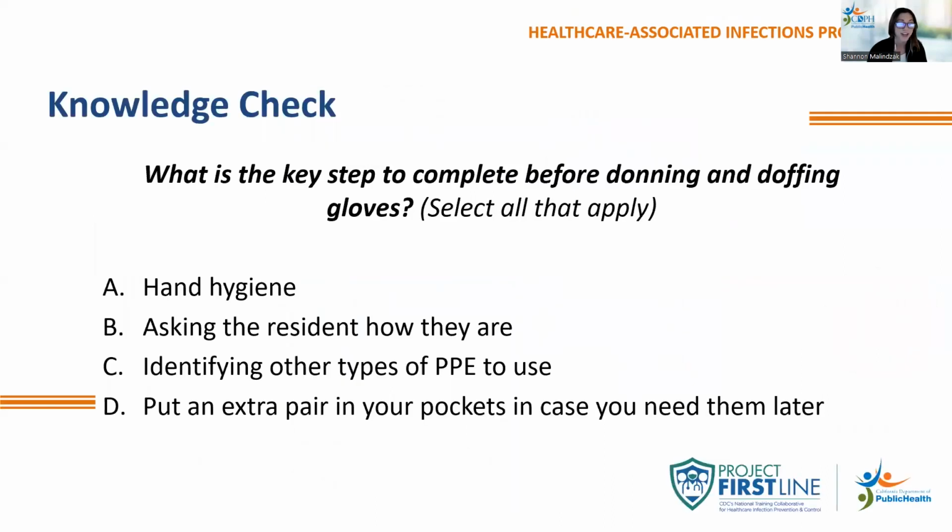Remember, we also selected a knowledge check from the PPE slides to gauge staff IPC understanding. Each module has embedded knowledge checks throughout the presentation. After reviewing the PPE donning and doffing sequence with staff, you can ask this knowledge check question either aloud or by showing the question as a printout. What is the key step to complete before donning and doffing gloves? Is it A, hand hygiene, B, asking the resident how they are, C, identifying other types of PPE to use, or D, putting an extra pair in your pockets just in case you need them later? You all know the answer is hand hygiene.